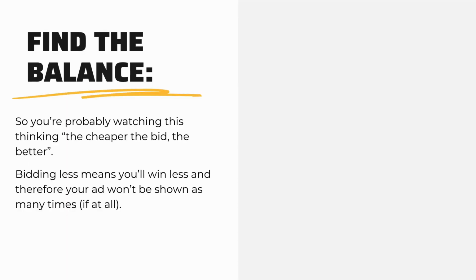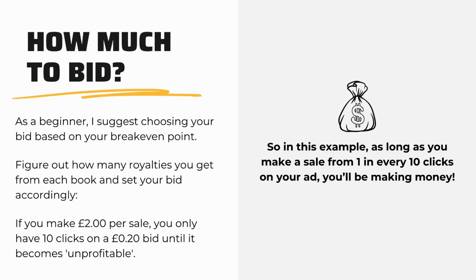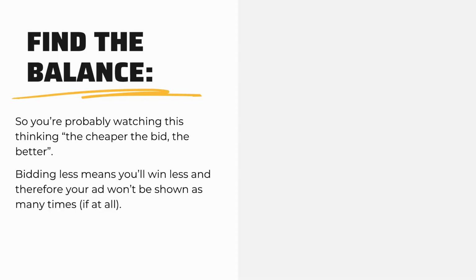But you have to understand, as I mentioned a second ago, bidding less means that you will win a lot fewer auctions and therefore your ad won't be seen many times, if at all. If you have a default bid of something like 5 pence, yes, your cost per click is going to be extremely low. You're going to get so many more chances before your ad becomes unprofitable. But let's be honest, the chances are you're literally never going to win a single auction, because there are so many other people bidding more than you, since 5p is just such a low bid.